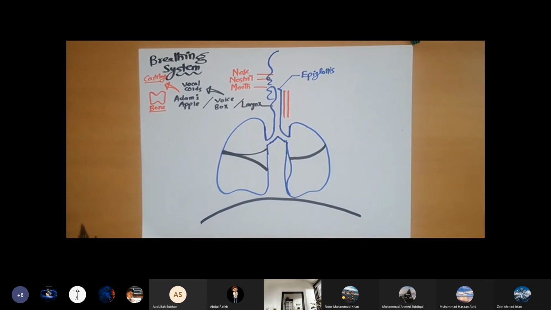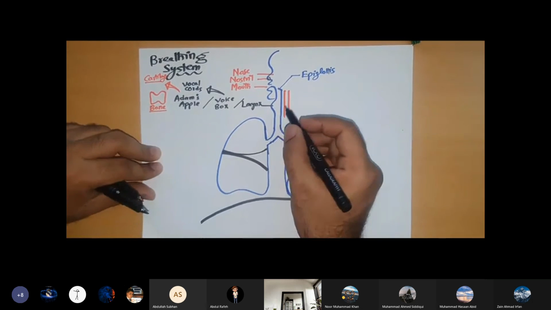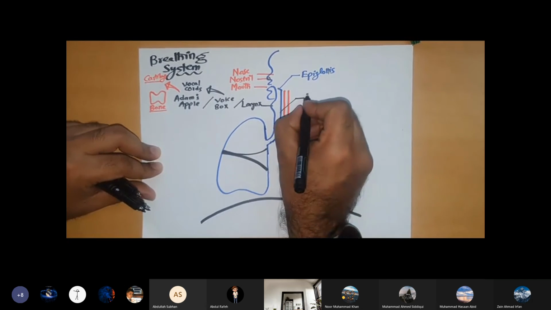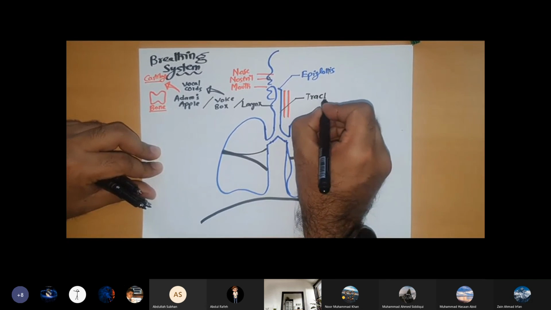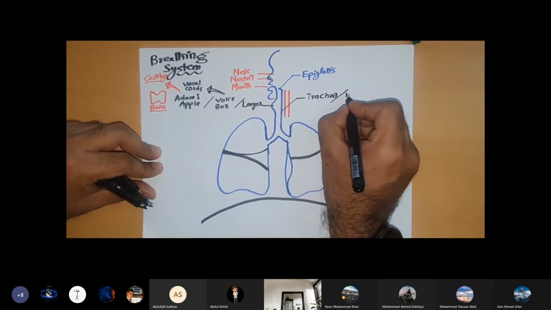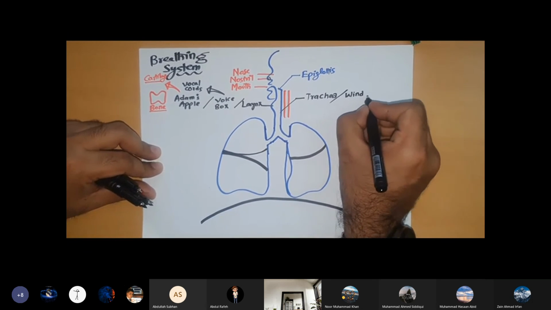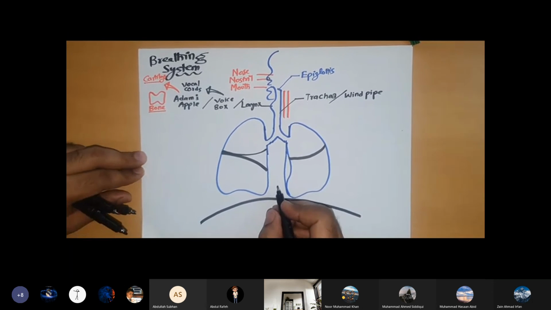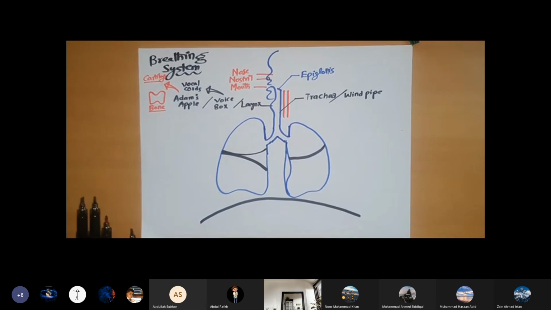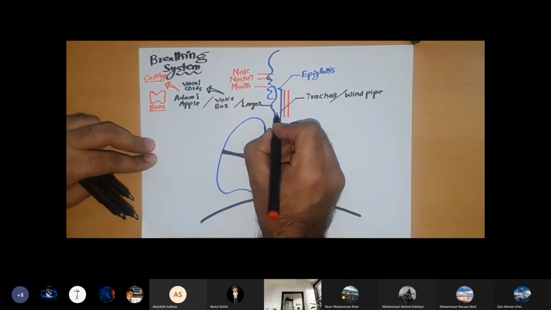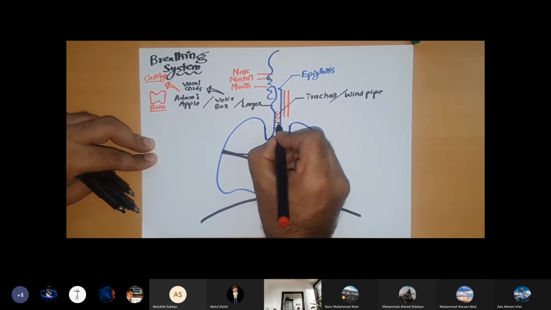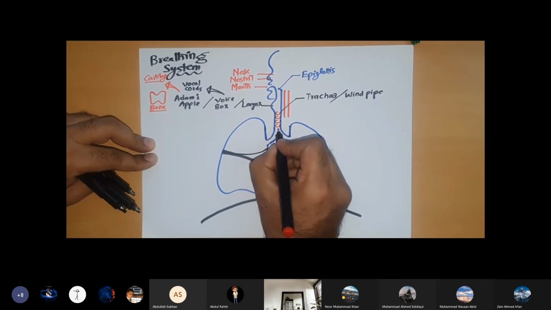Then after that, this larynx, this structure, this pipe, is called the trachea, or in simple words it is also referred to as the windpipe, because this is the place from where the air enters inside the lungs. Now the interesting fact is that inside this trachea there are incomplete C-shaped rings of cartilage.